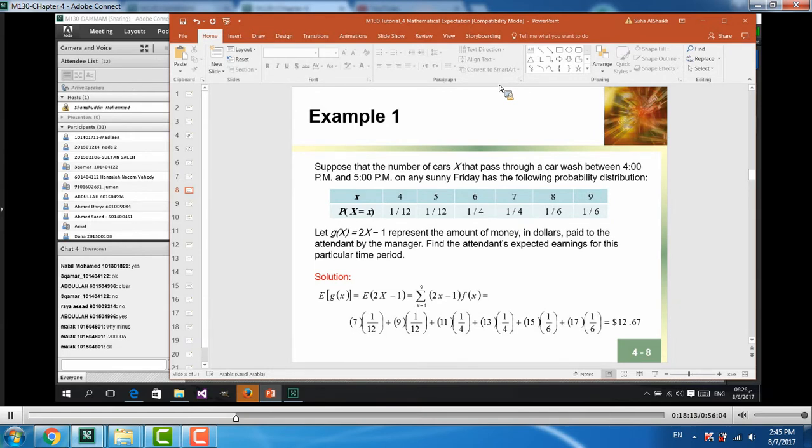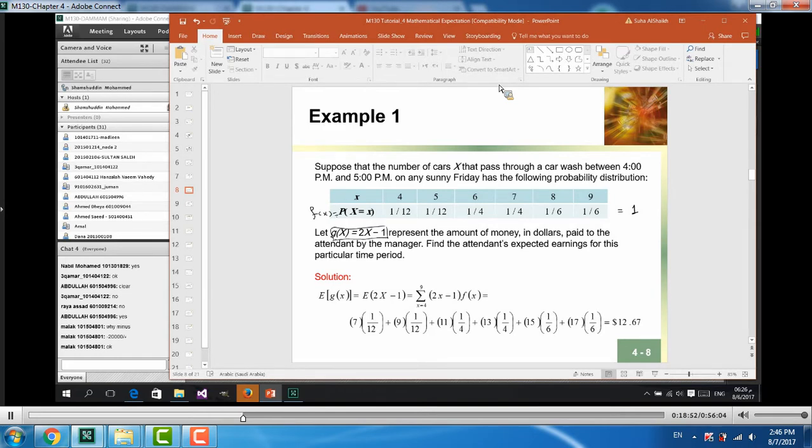Now, as an example, suppose that the number of cars x that pass through a car wash between 4 and 5 p.m. on any sunny Friday has the following probability distribution. They give me the table. This table shows x, which is the number of cars, 4, 5, 6, 7, 8, and 9, and gives me the probability for each one of them. This is my function f(x). Right? So for 4, 1 over 12, for 5, 1 over 12, and so on. Their sum must equal 1.